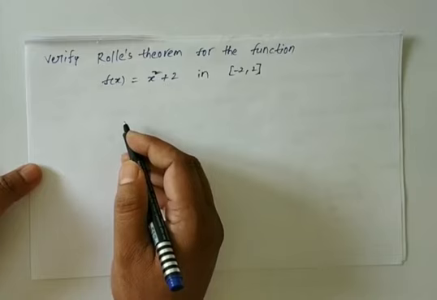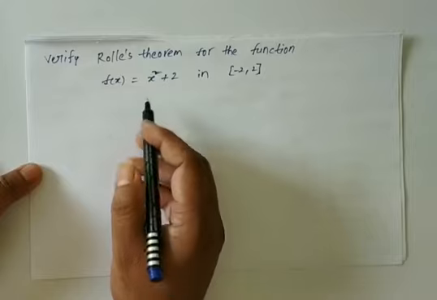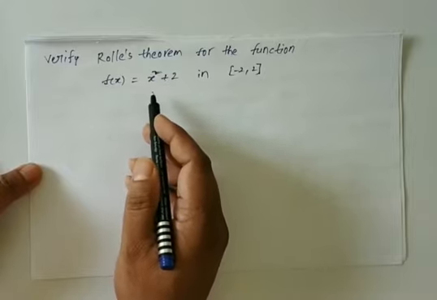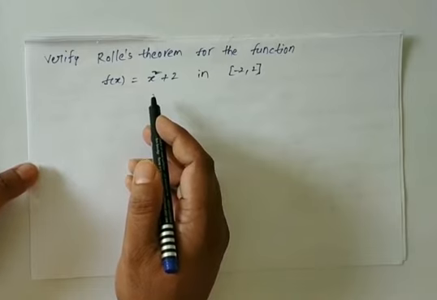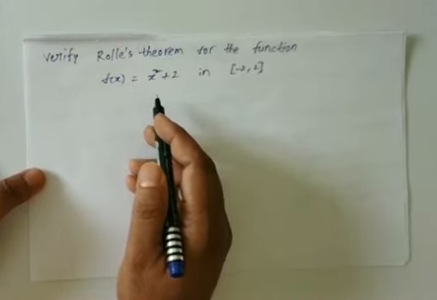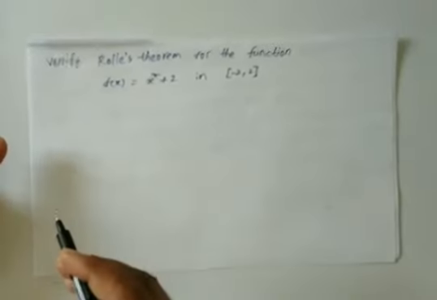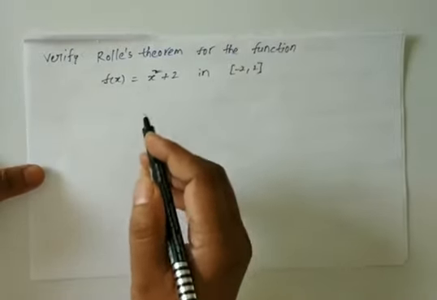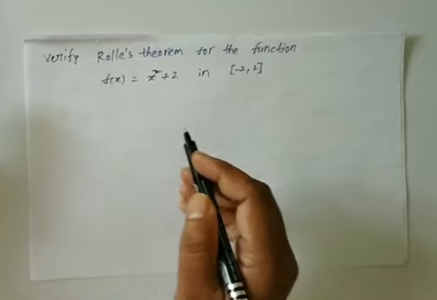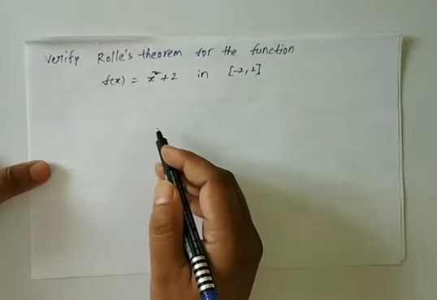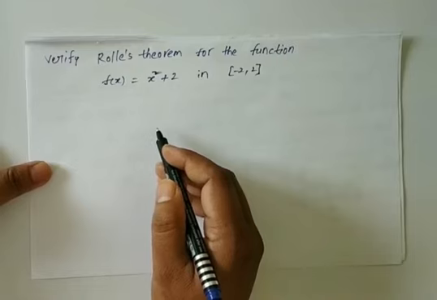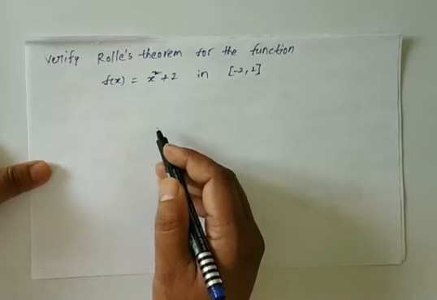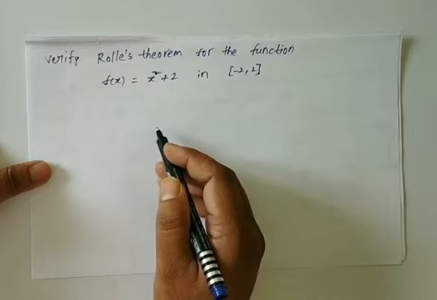You can observe here, students, the given function is a polynomial function. Already we know that all polynomials are continuous and differentiable functions. Similarly, all trigonometric functions are continuous and differentiable. All exponential functions are continuous and differentiable everywhere. Next, the logarithm function is also continuous and differentiable.